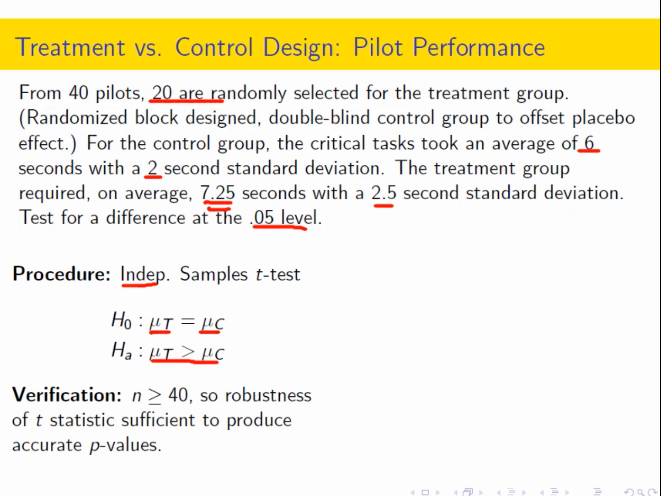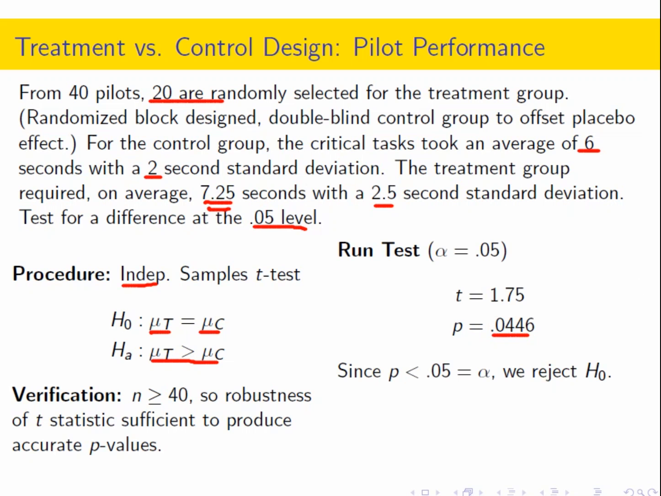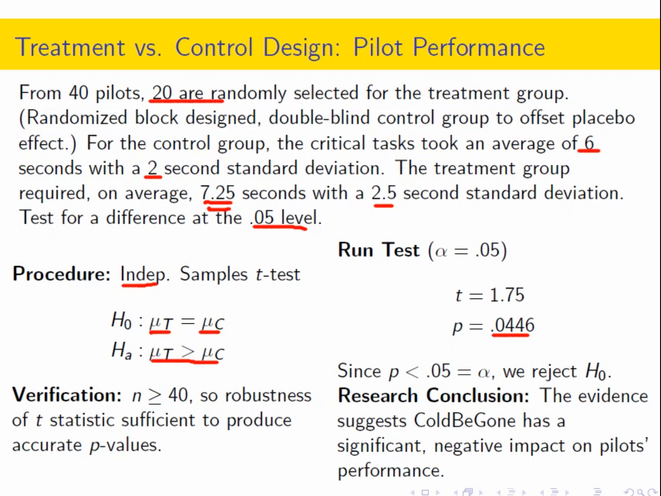So verification, n is exactly 40, so we don't have to do the data checks. When we run this test at the 0.05 level, we calculate a p-value that is just slightly less than alpha. And since p is less than alpha, we are going to reject the null. And the research conclusion: the evidence suggests that this cold medication has a significant negative impact on the pilot's performance.